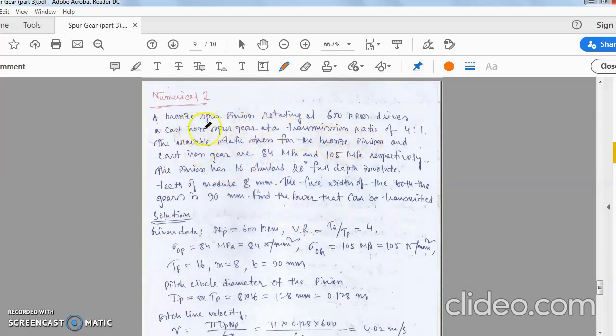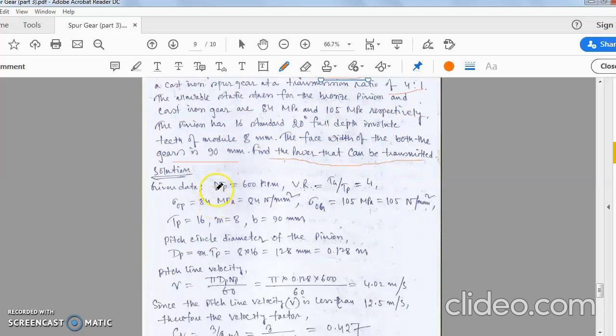Here you can notice that a bronze spur pinion rotating at 600 rpm drives a cast iron spur gear at a transmission ratio of 4:1. Transmission ratio means gear ratio, or you can say velocity ratio. The allowable static stresses of the bronze pinion and the cast iron gear are 84 MPa and 104 MPa. The pinion has 60 standard 20-degree full depth involute teeth with module 8 mm. The face width of both gears is 90 mm, and find the power that can be transmitted.